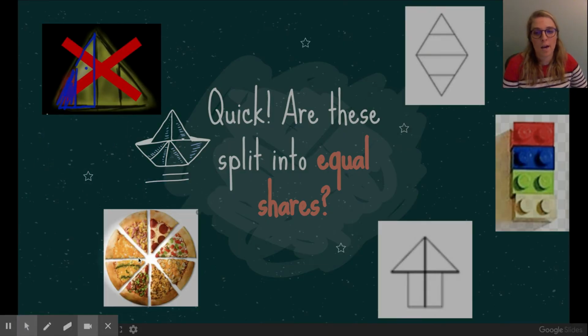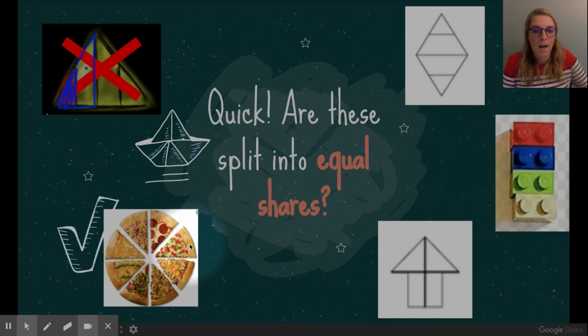All right, let's talk about this guy. Is this pizza split into equal shares? Agree or disagree? Yeah, agree. It totally is. Each of those slices, despite the fact that there's different toppings, I don't think you can order a pizza like that. Each of those pieces are about the same size, so those are equal shares. Ding, ding, ding. That one's an absolute winner.